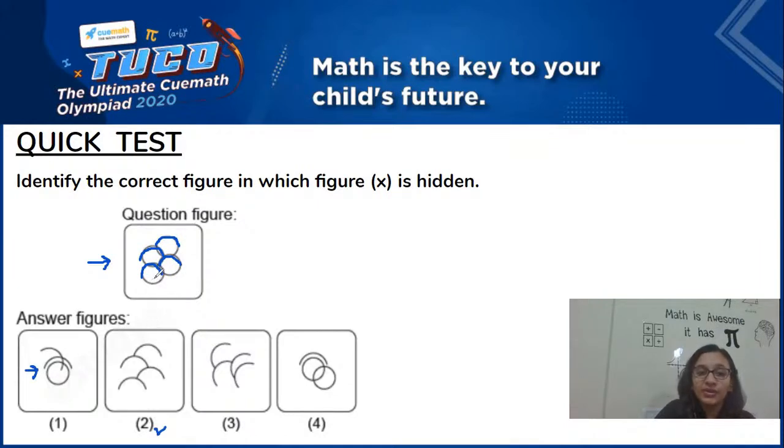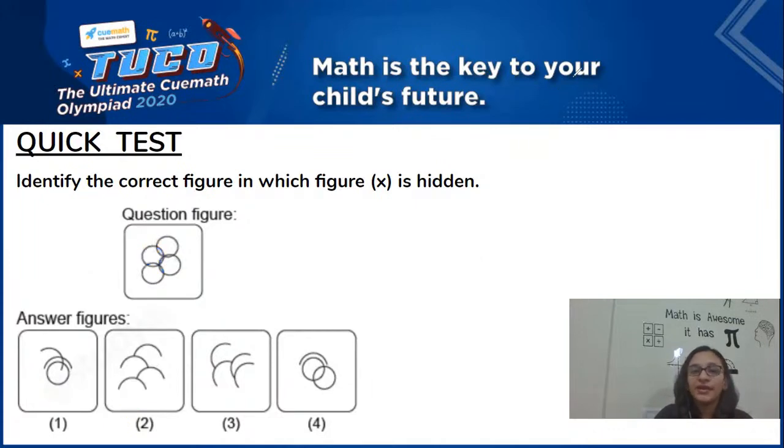Now, if we go with option 3, again the arcs are present, but these 2 arcs are pretty much closed. So this would not be the correct answer. And nowhere in the question figure do we have one arc on top of another circle as close as this. So this also is not the correct answer. So the only correct answer which we have found, which is an embedded figure in the question figure, is option 2, because it was exactly following the same pattern as we have in the question figure. And that's how you solve problems which are based on embedded figures.